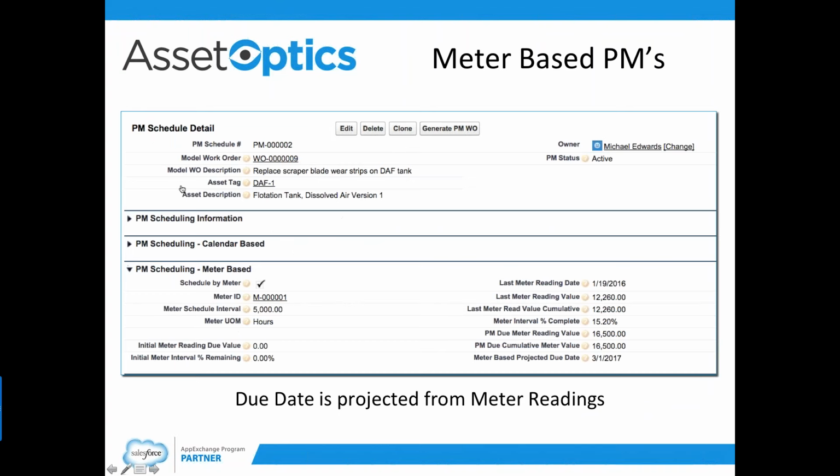So if we go back here and look on the screen, we will see this is called the PM due meter reading value. This job is to be done every 5,000 hours. It's due at 16.5, so that should tell us that it was last done when the meter reading was 11.5.